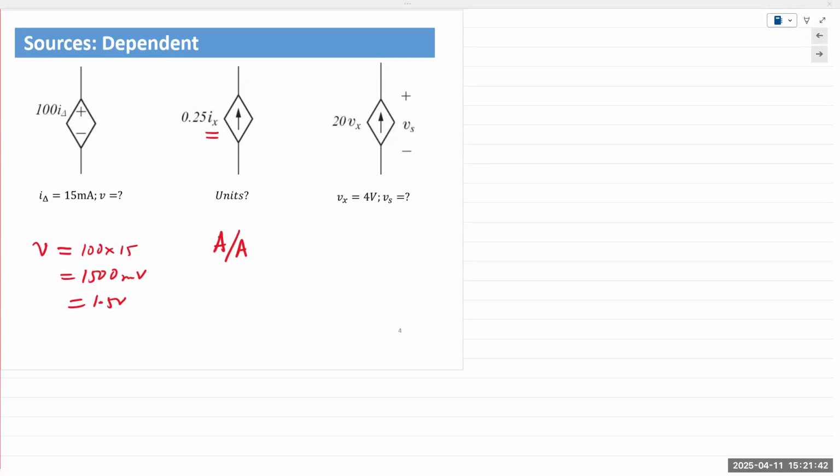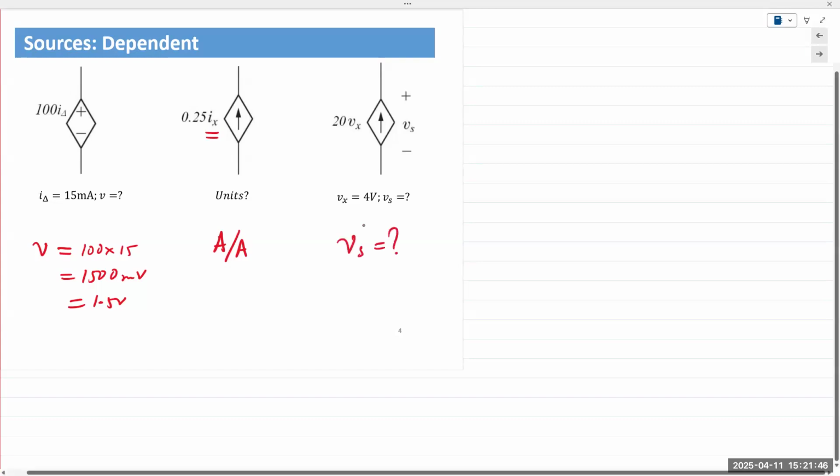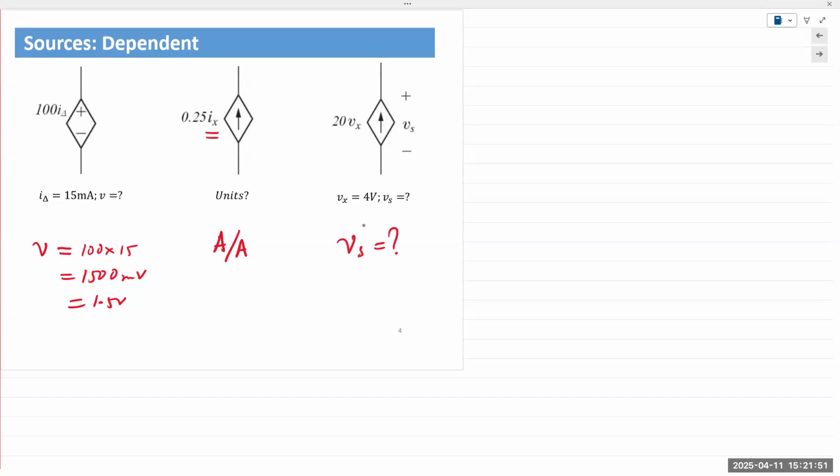Okay, how about the third one? What is Vs? What kind of source is this? It's a current source, right? And we are asked to measure the voltage across that current source. Short answer is, it is impossible. It's not possible.